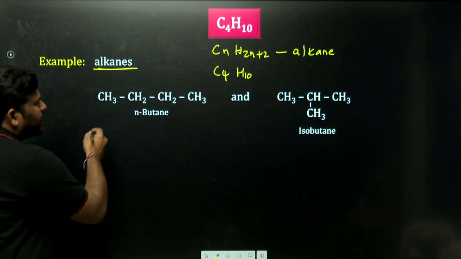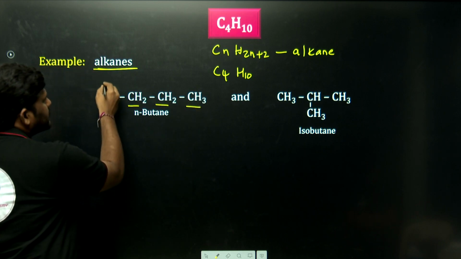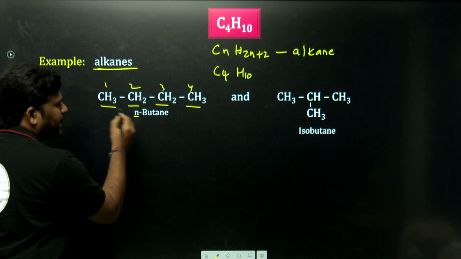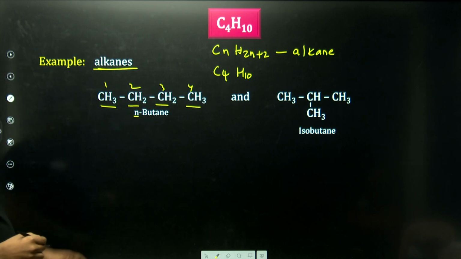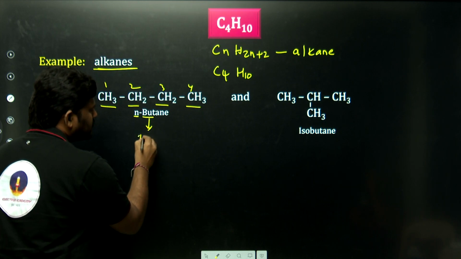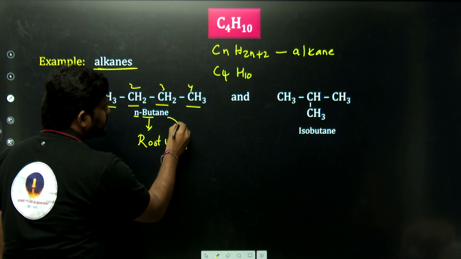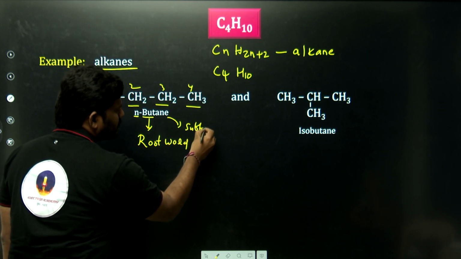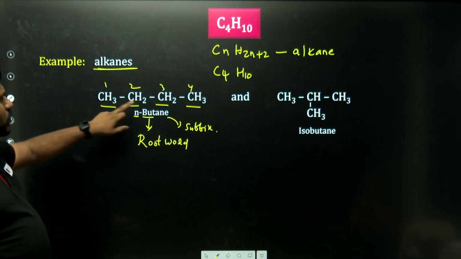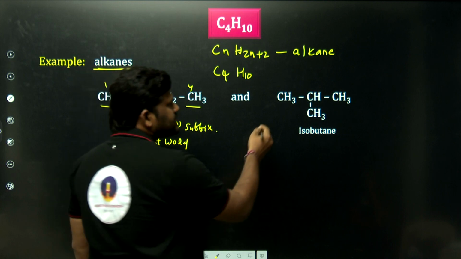So how do we write the structural isomers for this? Simple. For example, I am writing CH3-CH2-CH2-CH3. Carbons 1, 2, 3, 4. For a straight chain we generally use N. 4 carbons is the root word, and this is the suffix. Naming we will discuss in future. So this is N-butane.